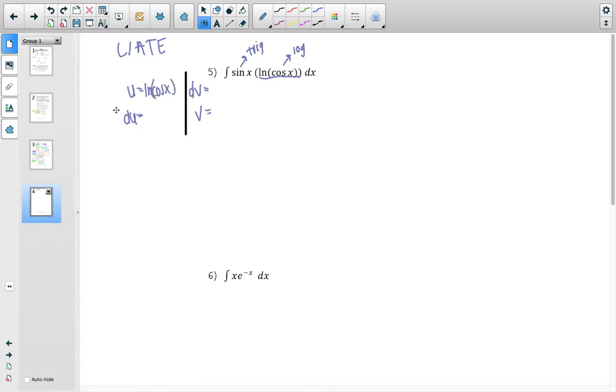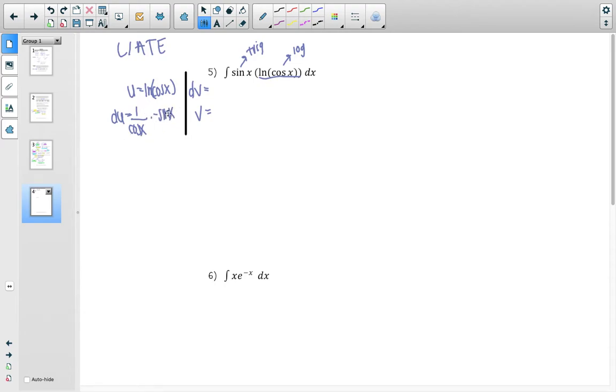Okay, so I know you're going to love this. You have to do the chain rule on this. The chain rule states you have to do the derivative of the outside over the derivative of the inside. Well, if you derive the outside, it's going to be 1 over whatever's on the inside, so cosine of x. And then you have to derive the cosine of x. And the derivative of cosine of x is negative sine of x.